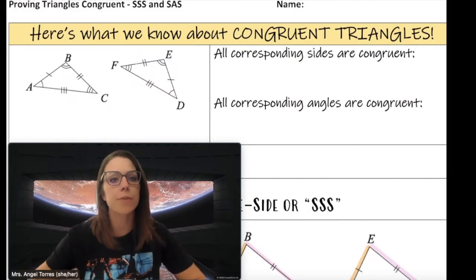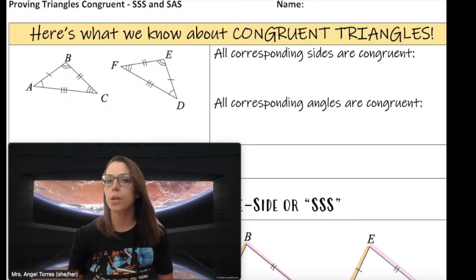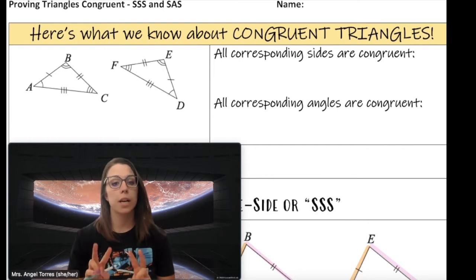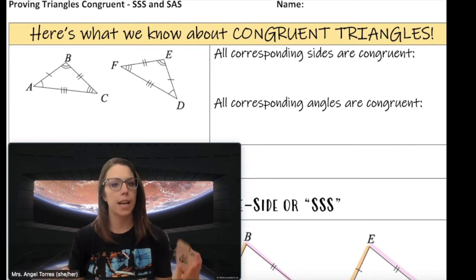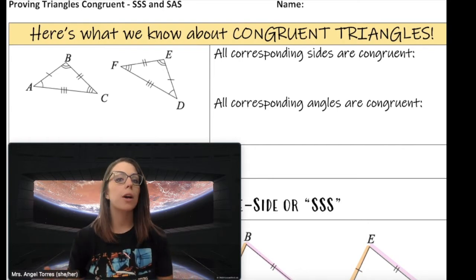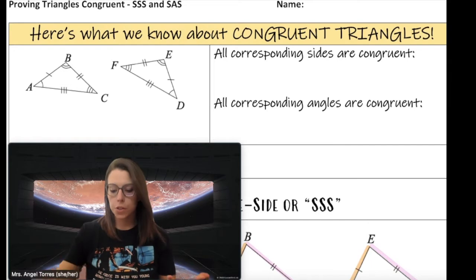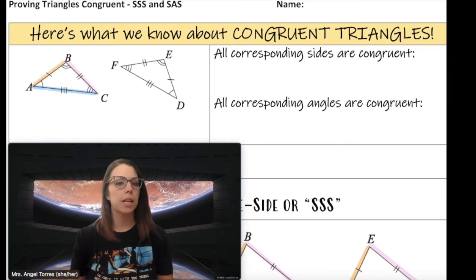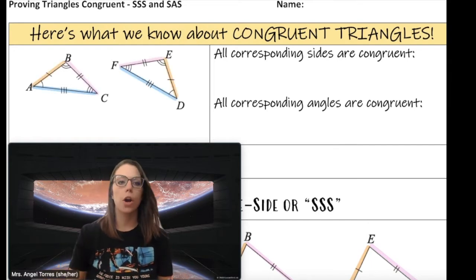It's Mrs. Angel with your lesson for today on proving triangles are congruent with two shortcuts, side, side, side, and side angle side. So here's what we know about congruent triangles. First, we know that all of the corresponding sides of congruent triangles are congruent.